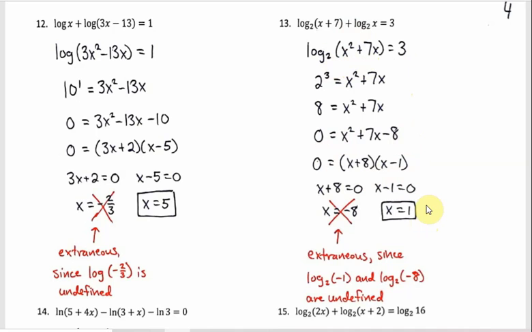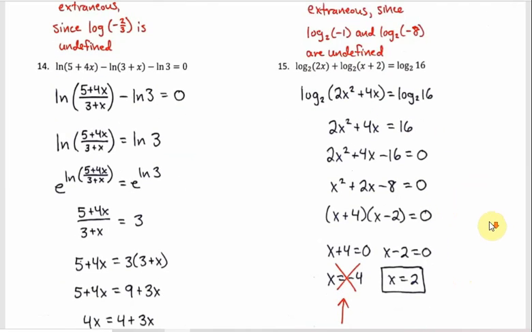And 1 is okay, because then you'd be taking the log of 8 and the log of 1. That's fine. Those are both defined expressions, right? But then with a negative 8, you'd have the log of negative 1 and the log of negative 8. Those are undefined, right? You can't take the log of a negative number, so that makes x equals negative 8 an extraneous solution, right? You get those undefined logs up there when you sub in a negative 8 for x.